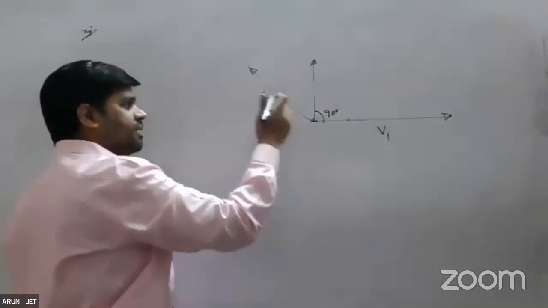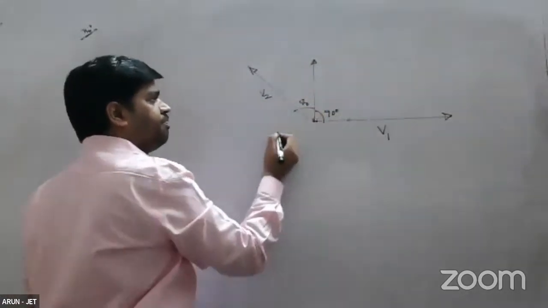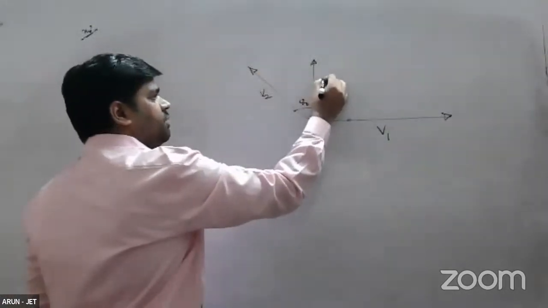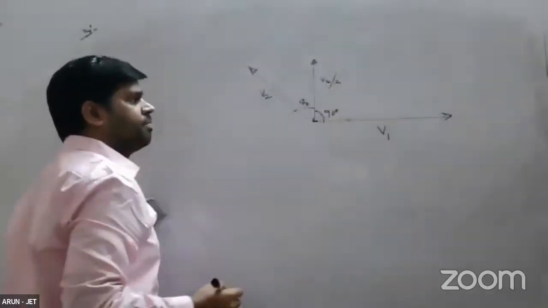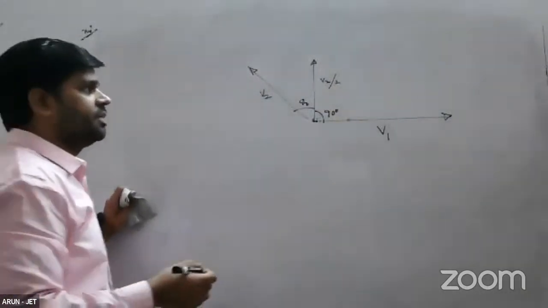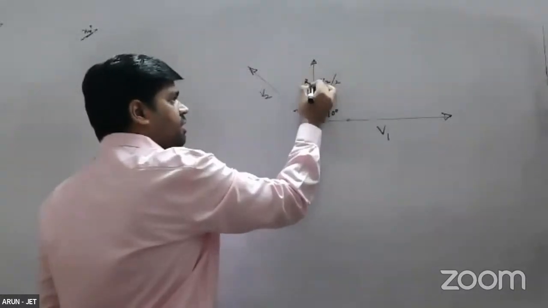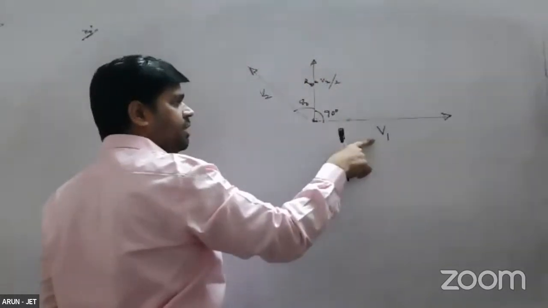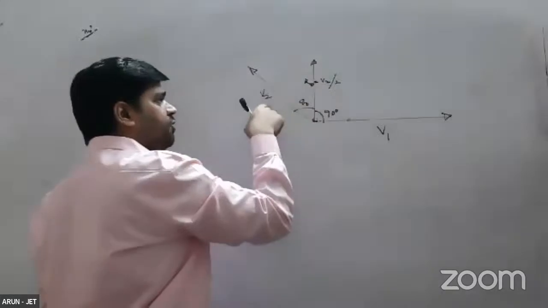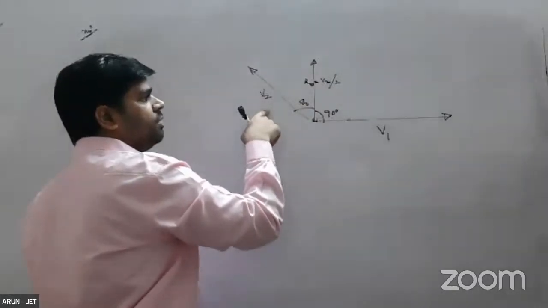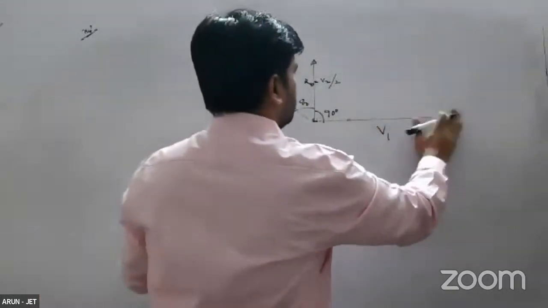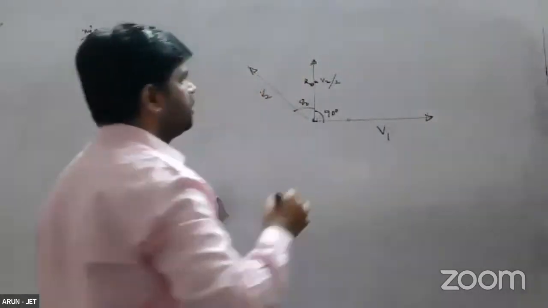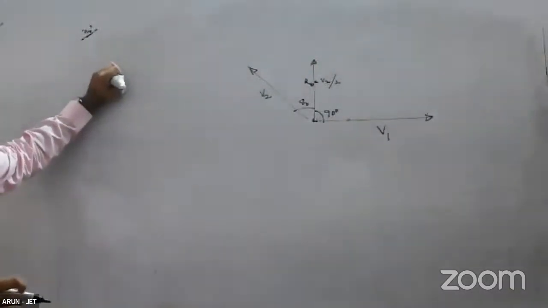Why have I taken it as an obtuse angle, and let this be theta? If this is V2, this is V2 by 2. That's what the question mentioned. R0 is perpendicular to V1 and it is half the magnitude of V2. Is the diagram clear? Yes, sir.